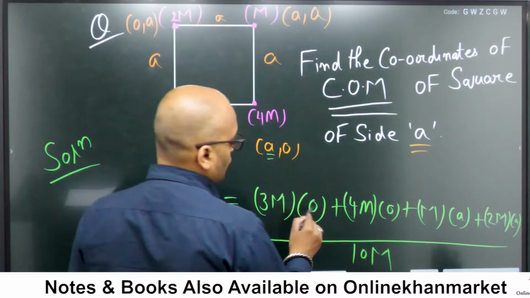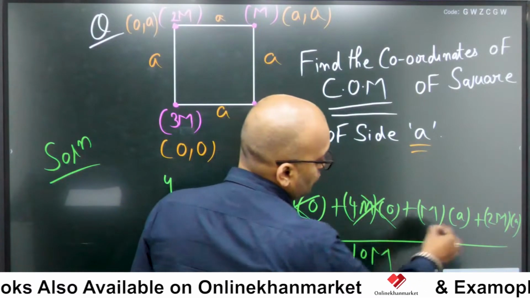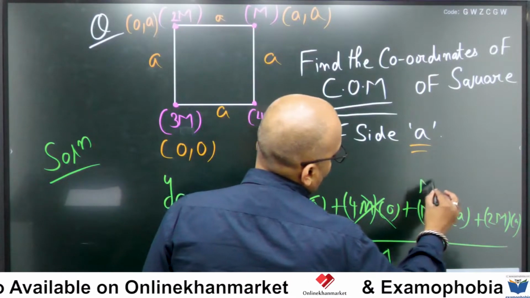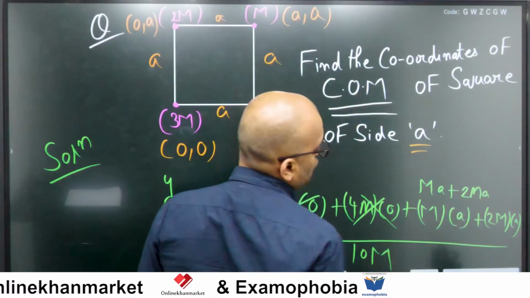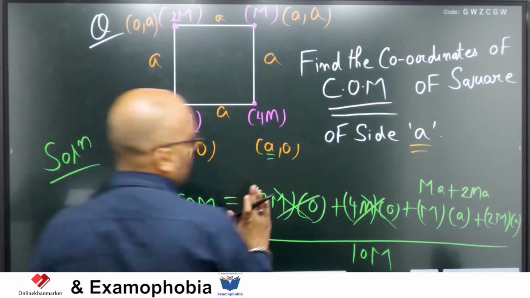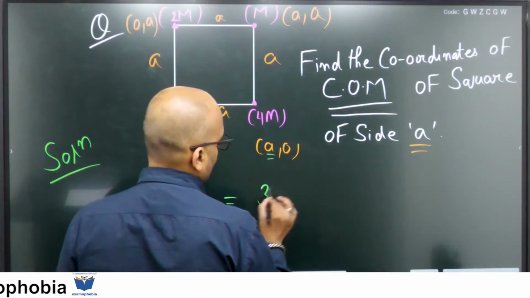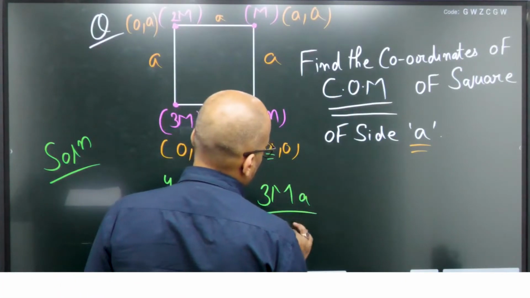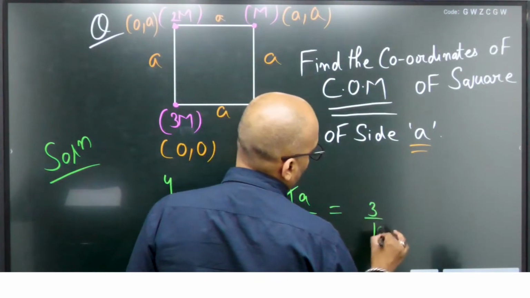Now let's solve it. So 3m into 0, it will cancel out. 4m into 0 cancels out. It will be 0. Look here. m into a, you will get ma. 2m into a. Okay, so 2ma. What are we going to get? We will get 3ma upon 10m. m cancels out. We will get 3 upon 10 a.